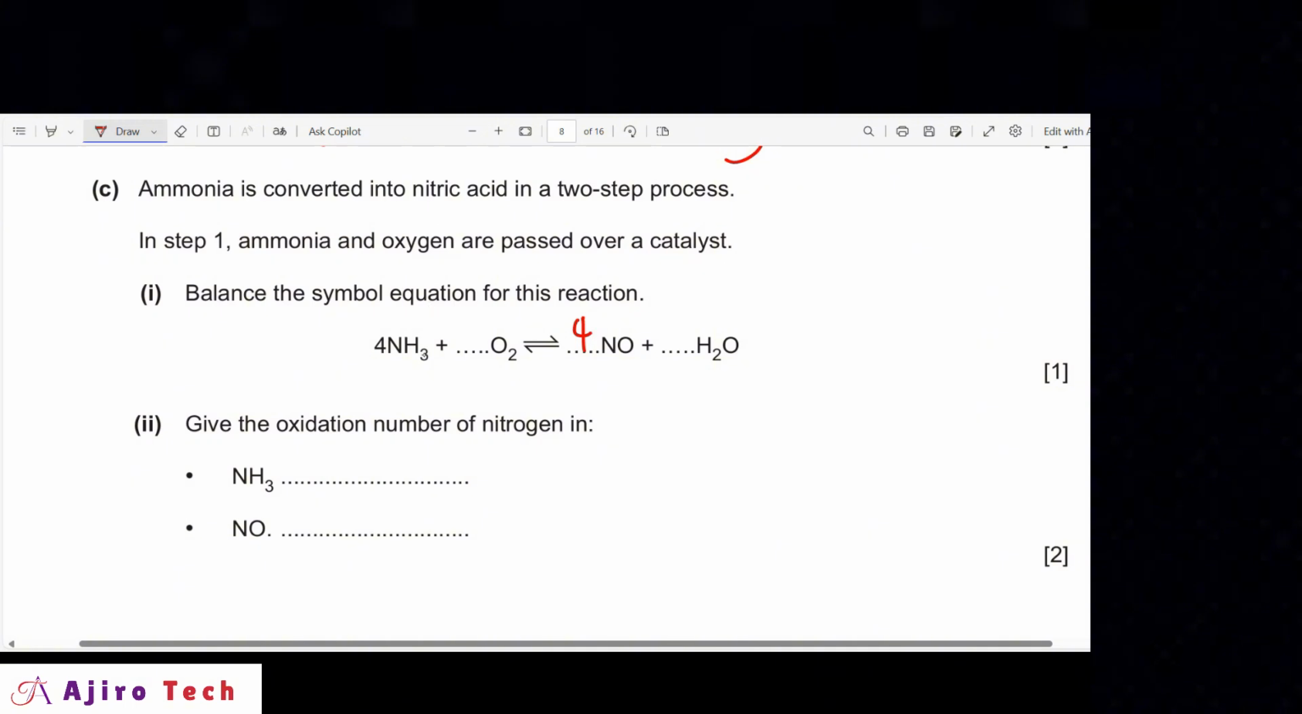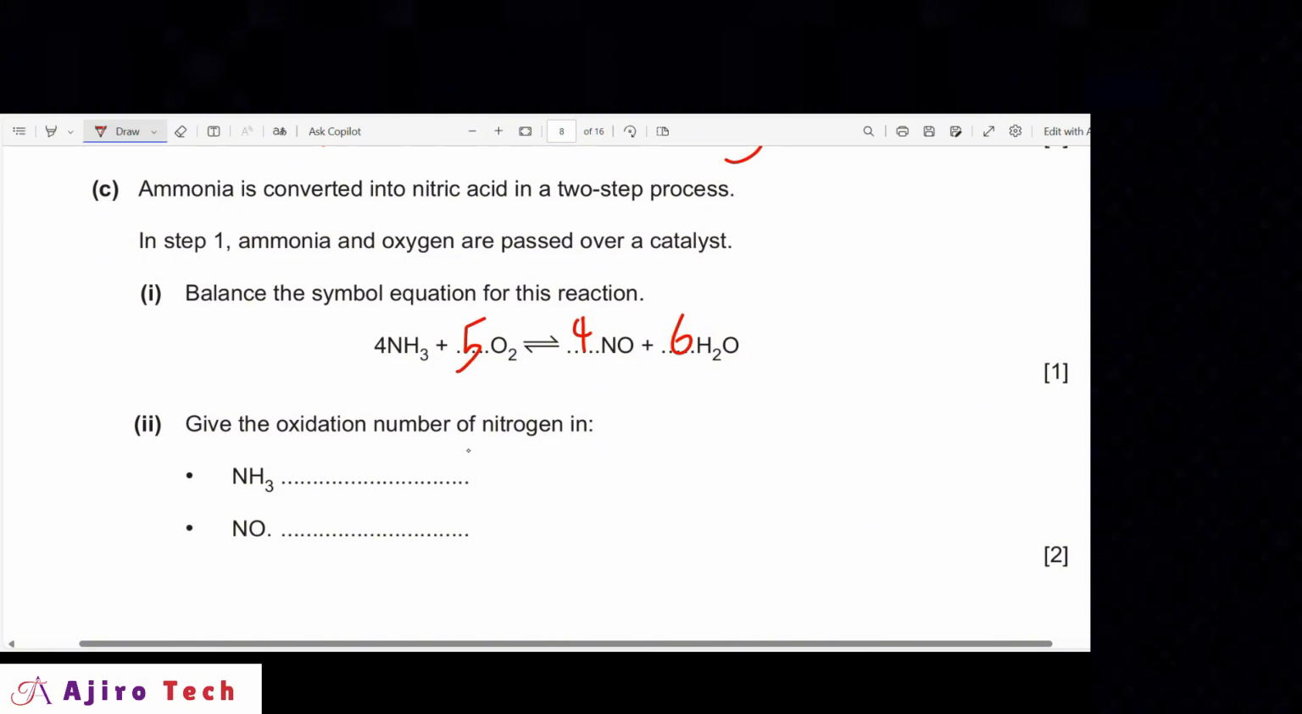Then we look at hydrogen. There are 12 hydrogens on the left. To make the hydrogen balance, we put a 6 here so that there are 12 hydrogens here. So 6 times 2, 12. Then oxygen, 4 plus 6, 10 here. So just put a 5 here. That balances that equation.